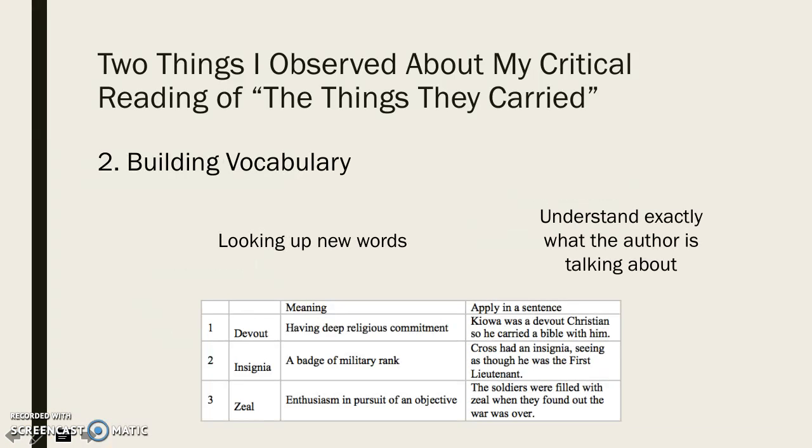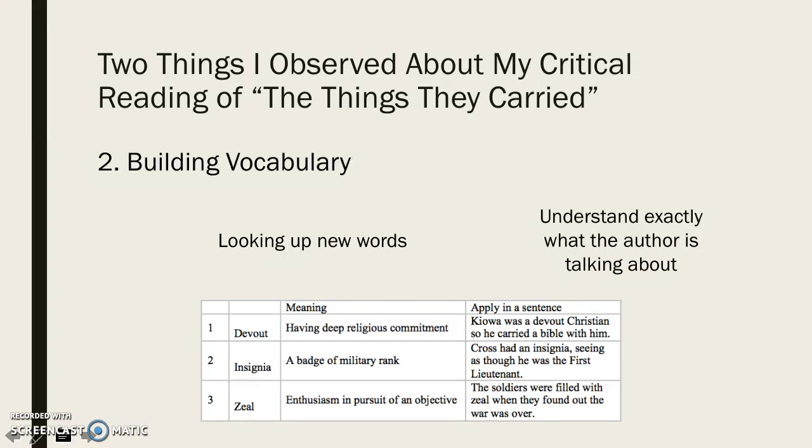The second thing that I observed about my critical reading of the text by Tim O'Brien was that I built my vocabulary while reading this story. There were several words throughout the text that I had never seen before, or if I had, I did not know what they meant. For example, one word that I did not know was insignia.